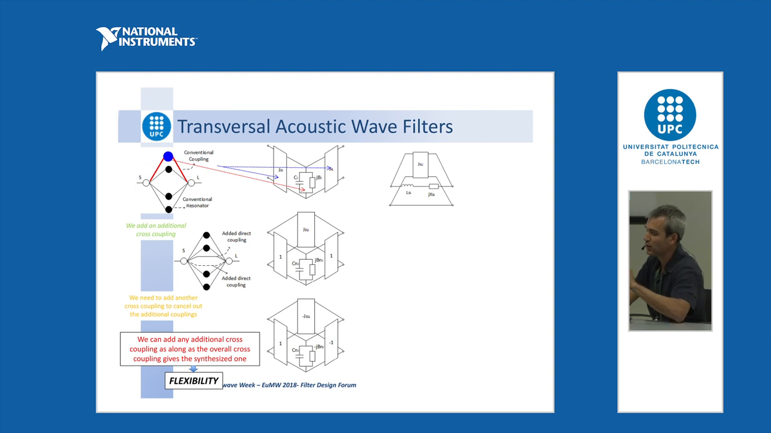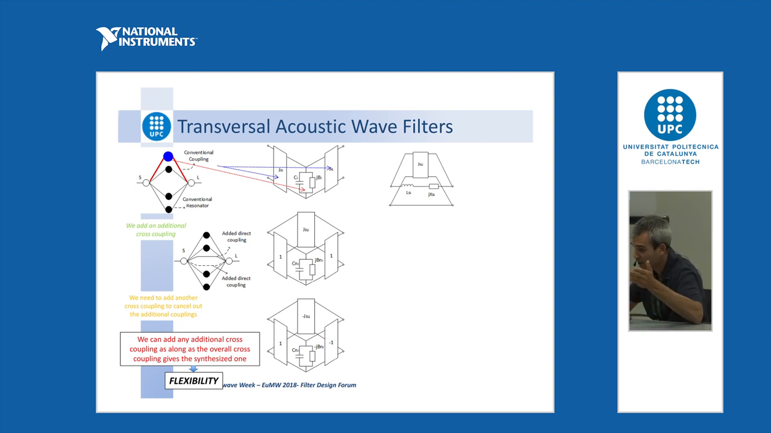The way to transform this into acoustic filters is just to take that topology. We can take one of those paths, and if we go to the equivalent circuit, we will see that these two lines are the couplings, and this corresponds to the resonators. What we can do is add additional paths, direct couplings between the input and the output, and we can add as many direct paths as we want, as long as they cancel out. This says that the value of this cross coupling could be any value, and this is decided by the designer.